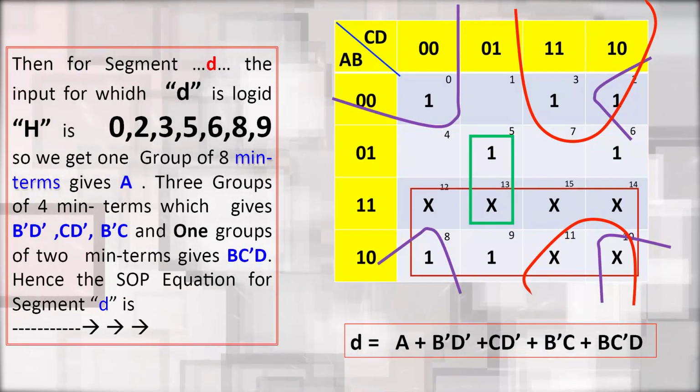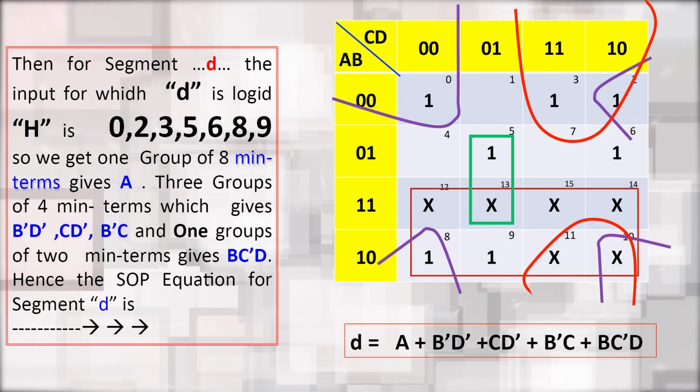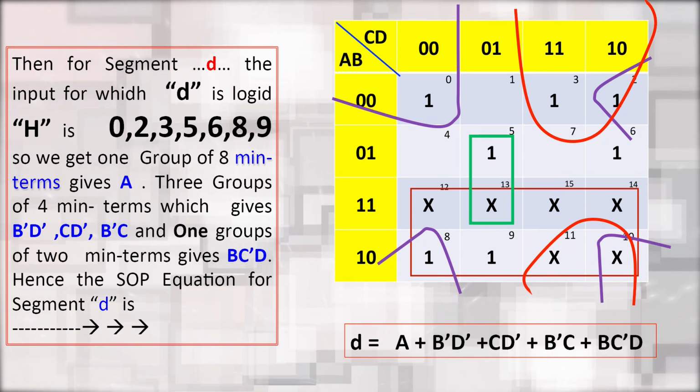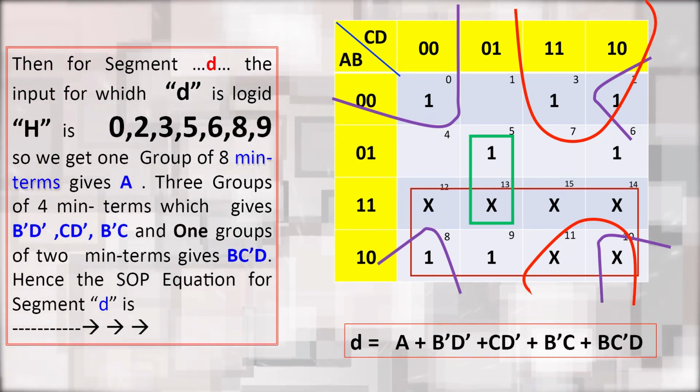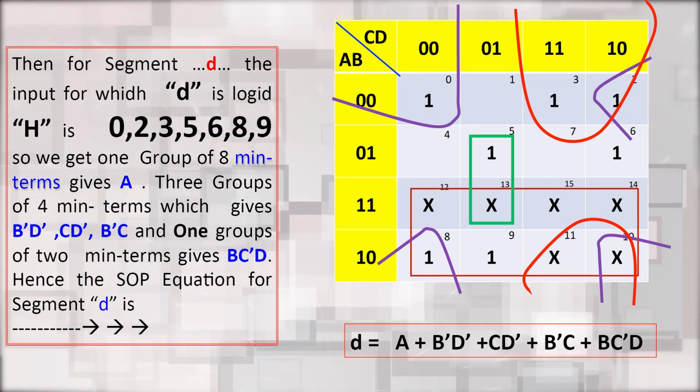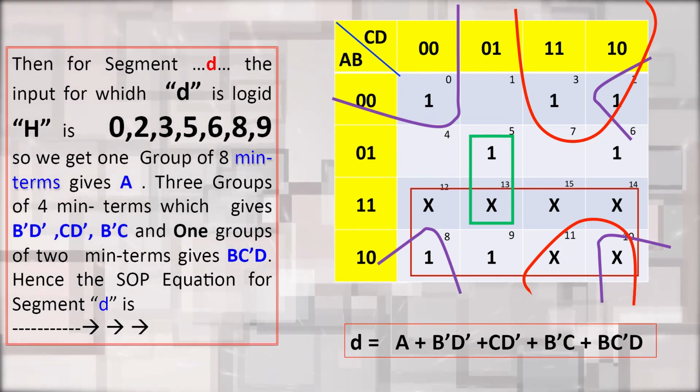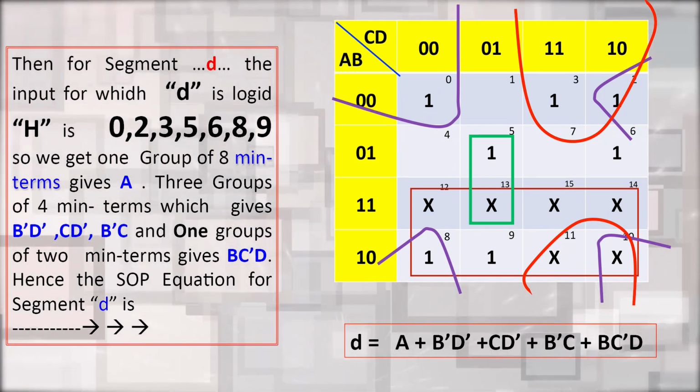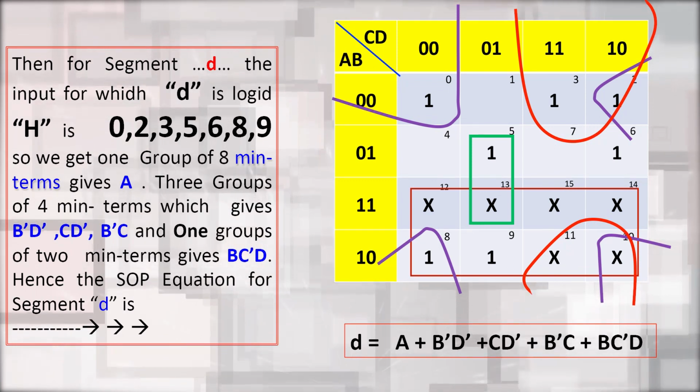Then, for segment d, the inputs for which d is logic high are 0, 2, 3, 5, 6, 8, 9.